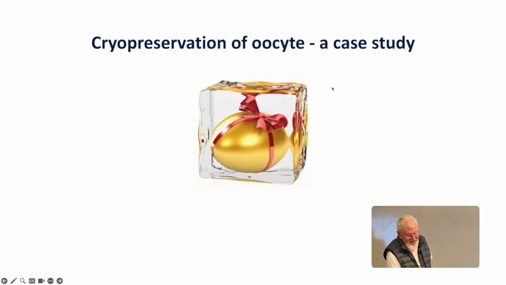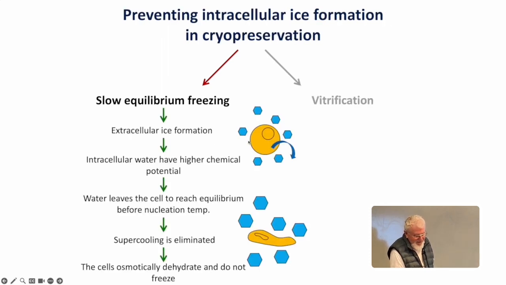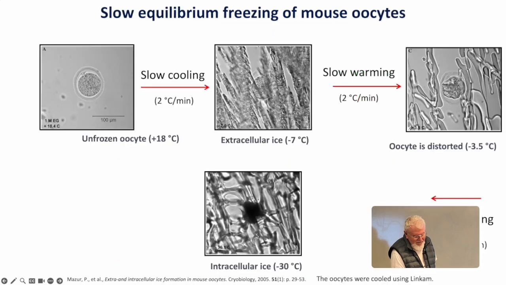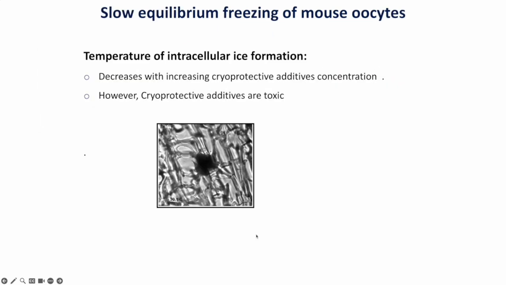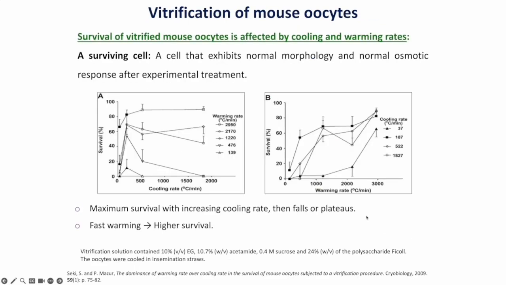One is slow equilibrium freezing, the other one is vitrification. With slow freezing, again, water leaves the cell. You will look for an optimal cooling rate. With vitrification, essentially ice formation is avoided, and you need high concentration of solutes and high cooling rates. So these are the two mechanisms. Warming rates are also important. And in summary, cryopreservation of cells is pretty much understood.